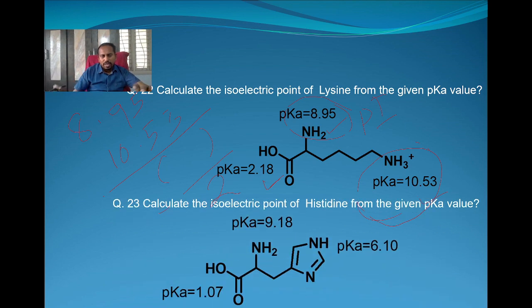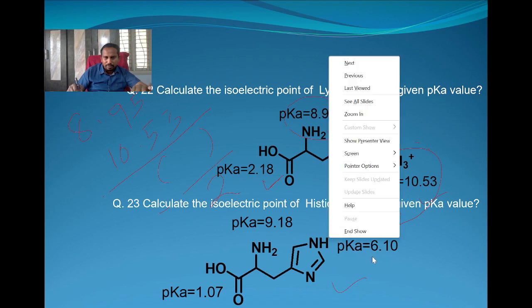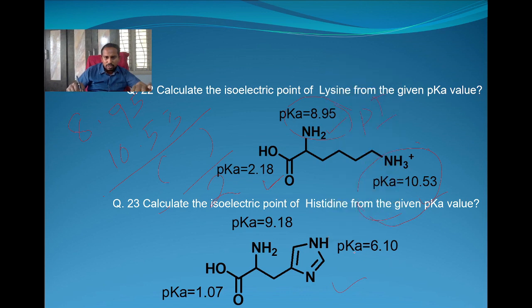So if we go to another type of question, histidine. In case of histidine, we have this imidazole ring. So this pK, the NH pK, will be given to you, and this pK will be given to you, and this pK as well. As this is basic in nature, the larger ones will be divided. So these 2 will be taken into account: 9.18 plus 6.10, divided by 2. That will be the answer.